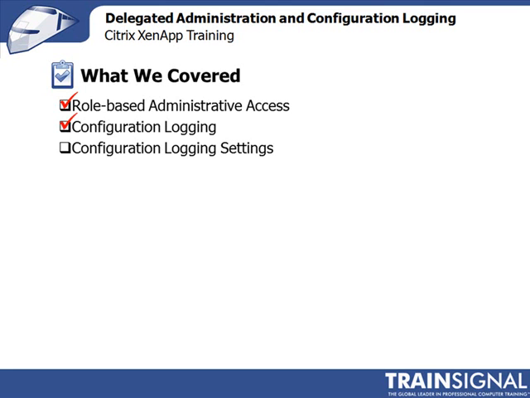Configuration logging is a way for you to track what's going on within your Citrix farm, any changes that have been made, anything that happens, any manipulation of the Citrix farm gets logged to the configuration logging database. We went through and configured the logging database, went through some of the configuration logging settings, and we talked about all of those.